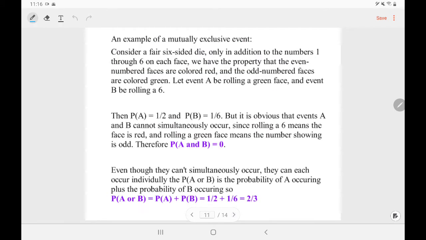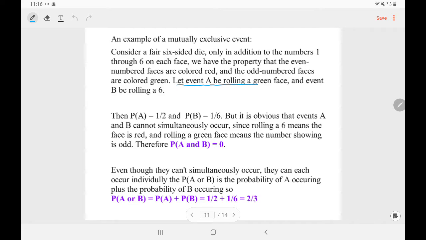An example of a mutually exclusive event: consider a fair six-sided die, only in addition to one of the numbers 1 through 6 on each face, we have a property that even faces are red and odd faces are green. So when I roll the die, two things happen. So we're not independent. We don't have two different dice that we're rolling. They're on the same die. The events are going to happen at the same time. So we want to know if it's mutually exclusive or not.